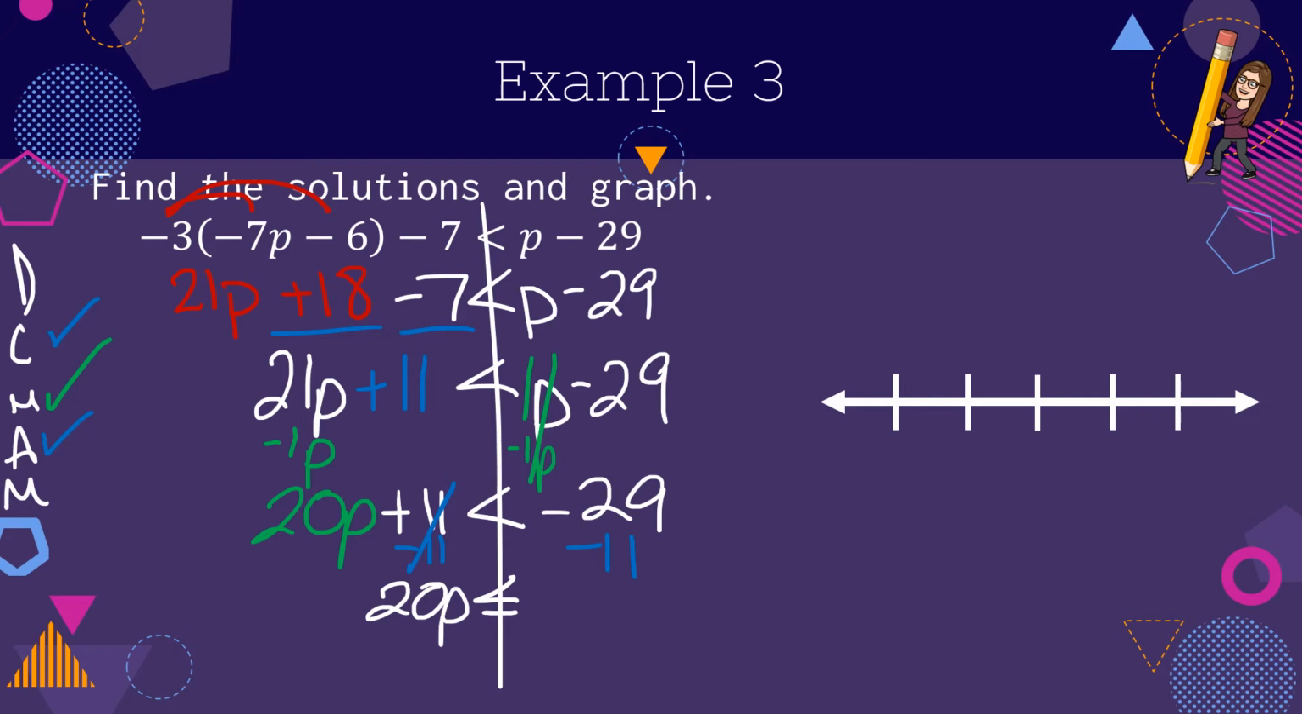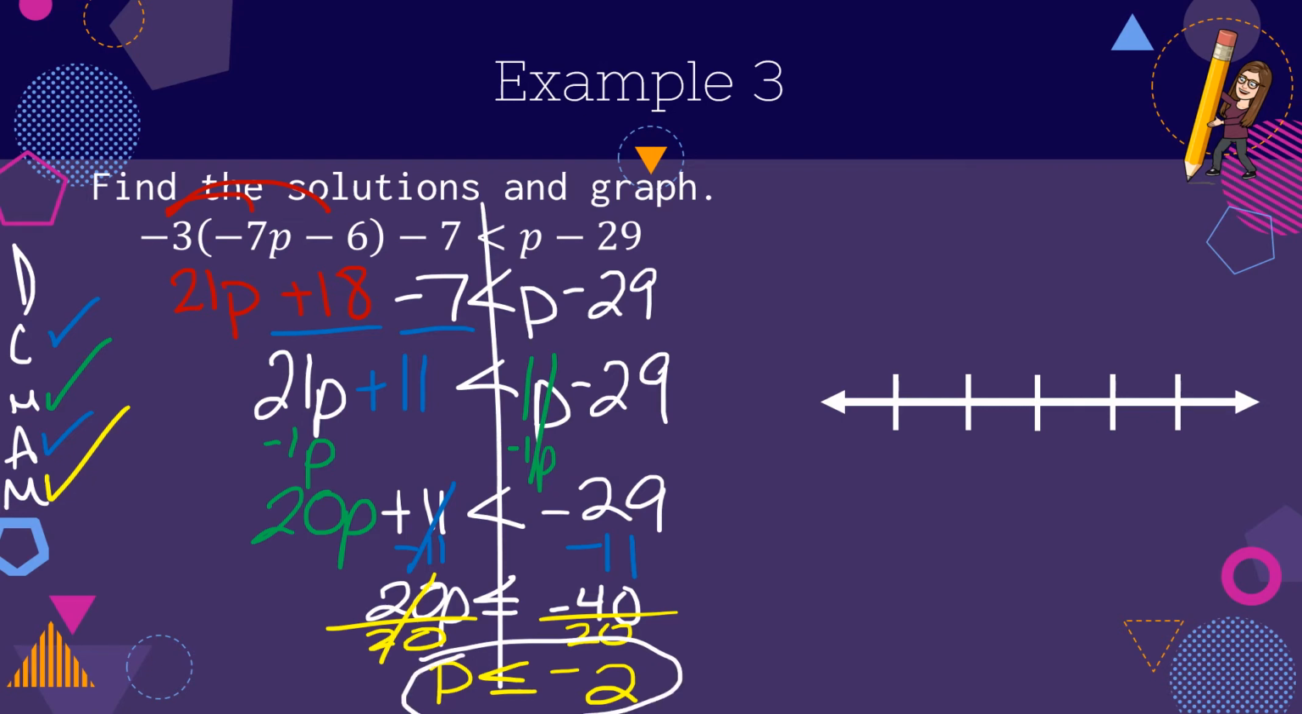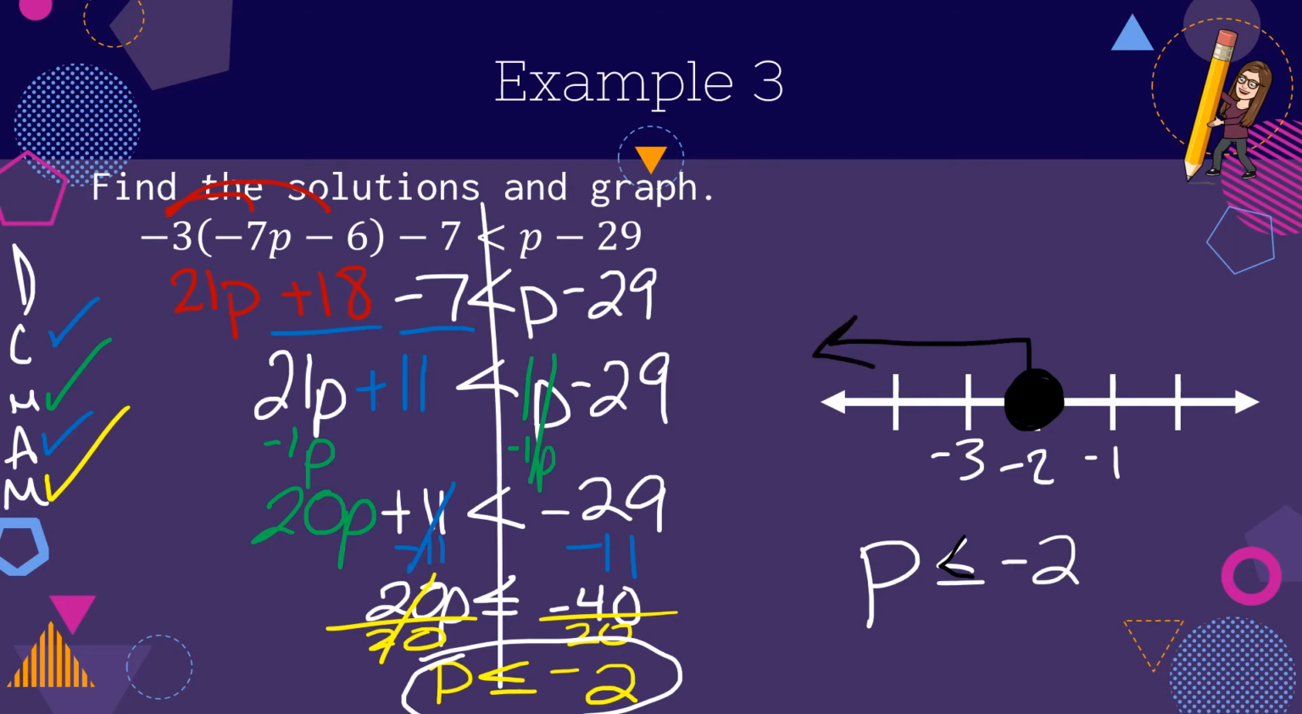-29 minus 11, which is -40. And lastly, yep, I've got to multiply or divide. I'm going to divide both sides by 20. The p falls down, the symbol falls down, and I've got a -2. The 20 was positive, so there's no special rule. The p is on the left, so there's no special rule. Look at that nice, clean answer. -2 on the number line. We're going to have a solid dot on -2, and p is less than, so we're going to go left.